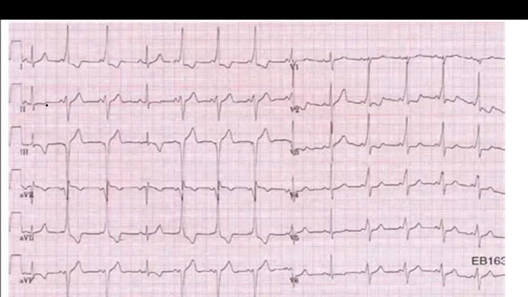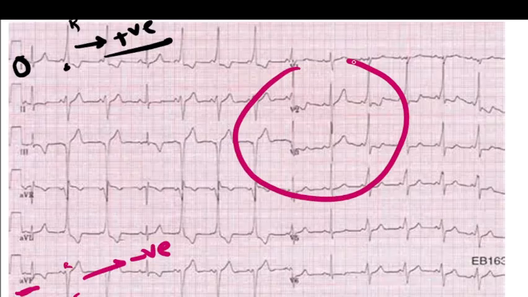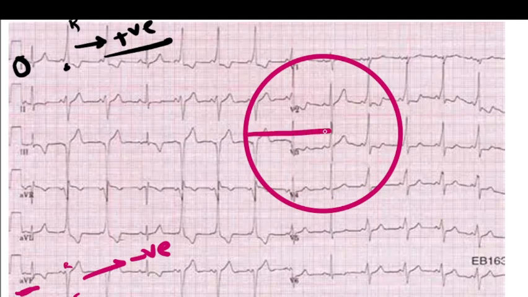Okay, let's see. We have lead 1 here and the QRS complex. This is R, S is really small, so R minus S is positive in lead 1. Now let's take AVF. Where is AVF? Here. R minus S is obviously negative. Let us now draw it over this figure.